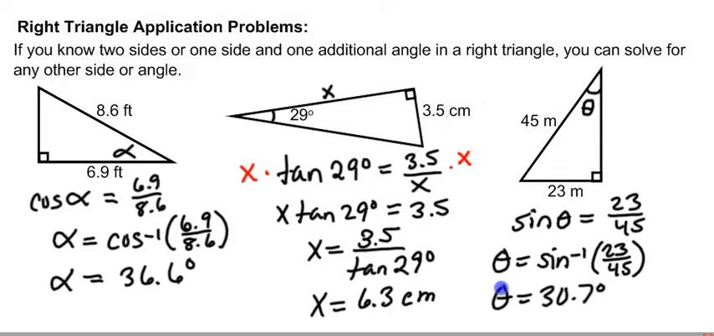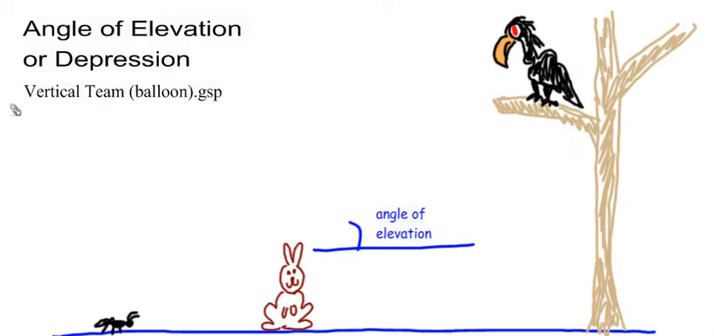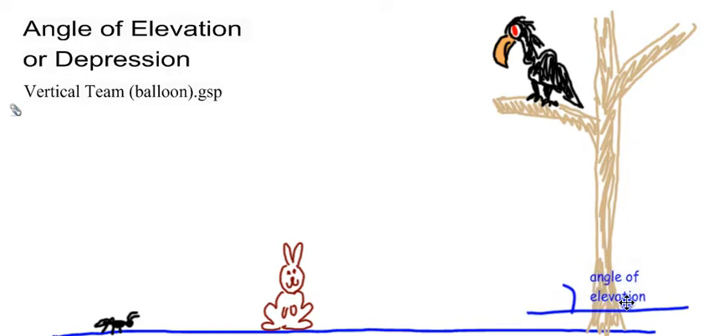The next section I want to look at is talking about angles of elevation and angles of depression. For your viewing pleasure, I'm going to move this over here for right now, I have drawn a vulture looking hungrily down at a rabbit. The rabbit is not dead yet, but he's dying. So here's my vulture looking down at the dying rabbit.